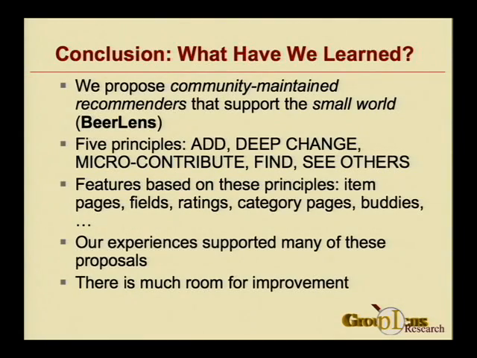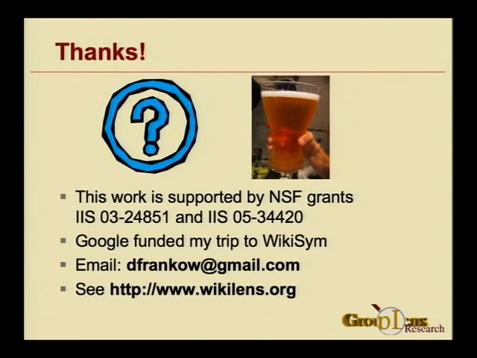So what have we learned in this talk? Or at least what I hope we've learned? We propose community-maintained recommenders that support the small world. We want lots of WikiLenses. We discussed 5 principles to organize our thinking and features based on those principles. We gave our experiences with wikilens.org, and it supported many of these proposals, but there's a lot of room for improvement. Thanks for listening.